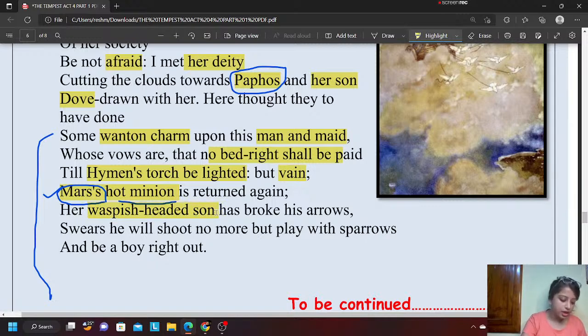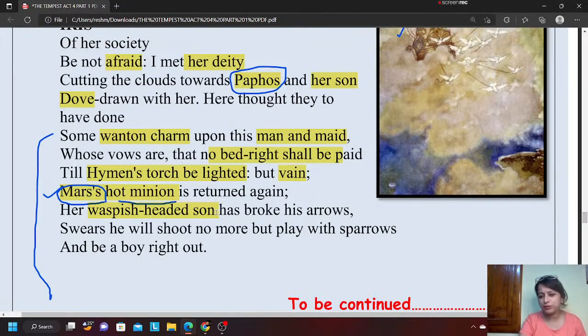What is waspish headed? Waspish headed means very angry, very spiteful, a disgusting kind of a boy. So she is taking him back, and the little boy has broken his arrows. He also could not do anything, so he is very annoyed and swears he will shoot no more but play with sparrows and be a boy right out. So he broke all the arrows and said that just as little children play with sparrows, not with someone else's life, he will also stop playing with his arrows and just play with sparrows.